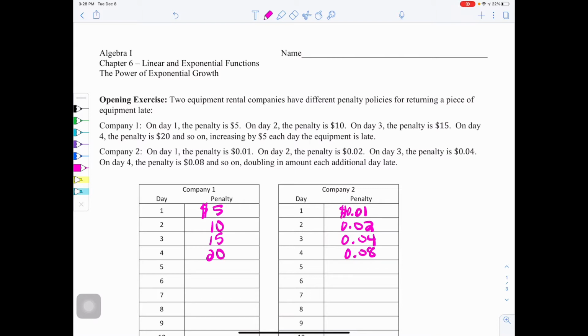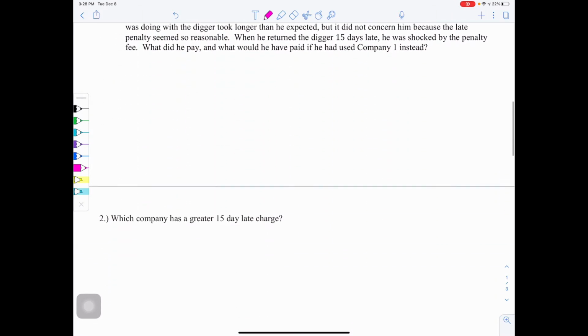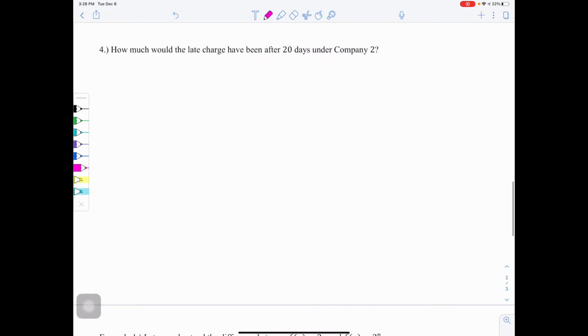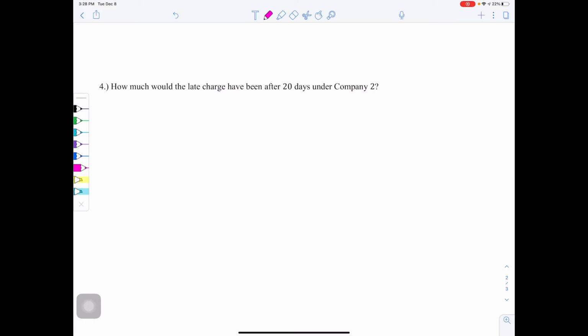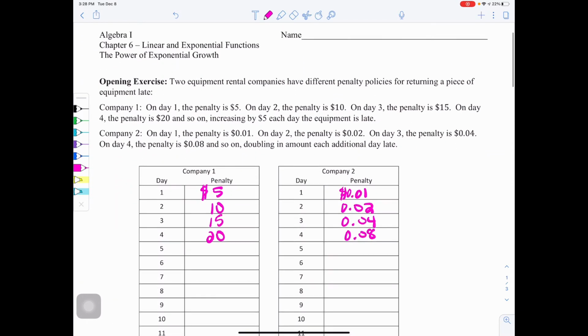So what I'd like you to do is now pause the video. You are going to complete the 2 tables, as well as answer question 1 on the bottom of this page, and also questions 2 through 4 on the next page. Once you finish question 4, you have completed the opening exercise, and you can resume the video to go over the answers with me. So right now, pause the video and complete the activity. Resume the video when you are ready to check your answers.